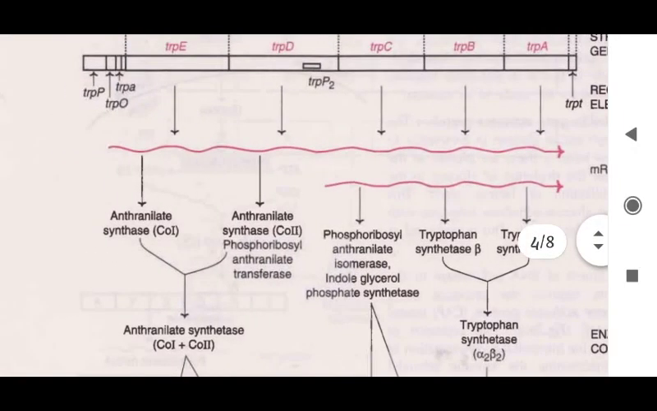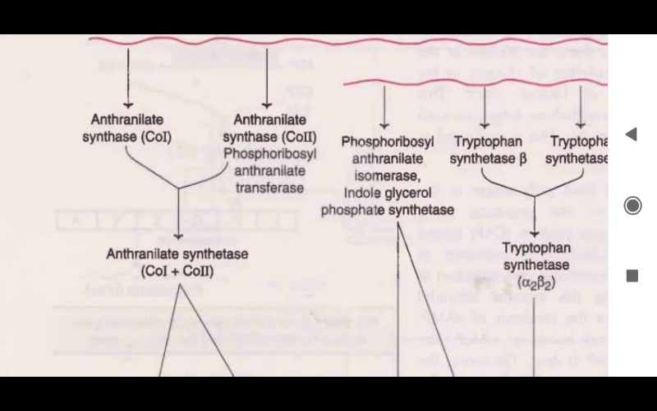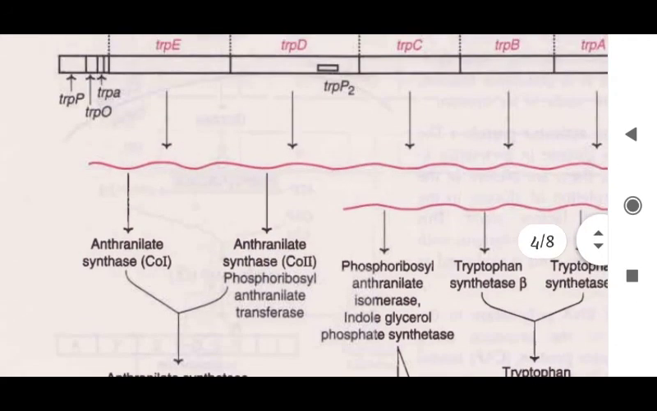So these are the first two genes which encode only one enzyme, which is anthranilate synthetase, as we can see here. And this anthranilate synthetase is derived from anthranilate synthase, which is CO1, component 1, and anthranilate synthase, or you can say phosphoribosyl anthranilate transferase, which is component 2 of that enzyme.